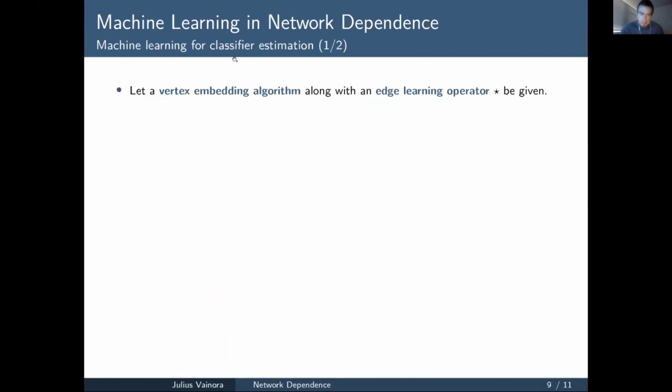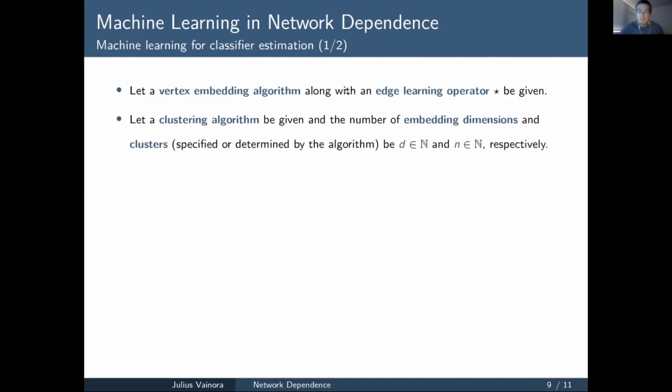So to summarize one of the procedures that I propose, let a vertex embedding algorithm be given, and then an edge learning operator star. I will come back to that in a moment. Let's also say that we have a clustering algorithm, and we choose the number of embedding dimensions and the number of clusters, D and N. Because of time, I can't give you a nice overview of the embedding algorithms. And for clustering, for theoretical purposes, most likely I will be focusing on k-means, because the papers available with theoretical results, and papers in econometrics, very much focus on that too, because of the nice theoretical properties.